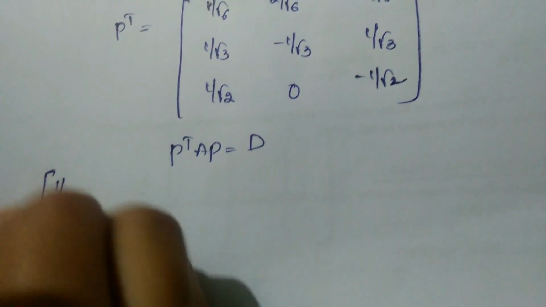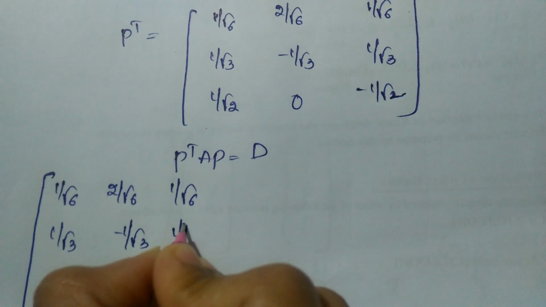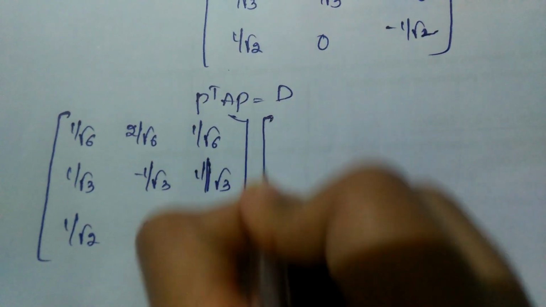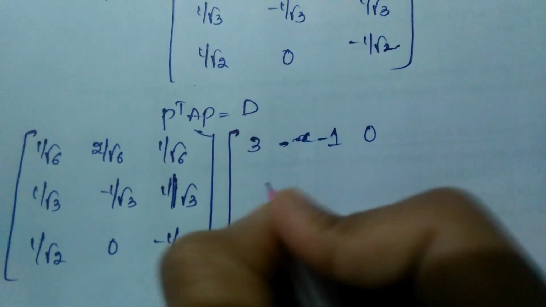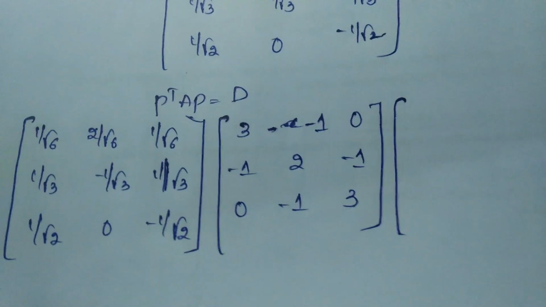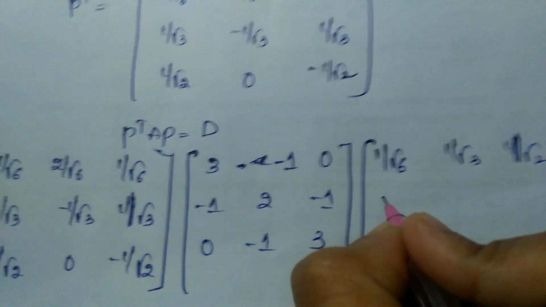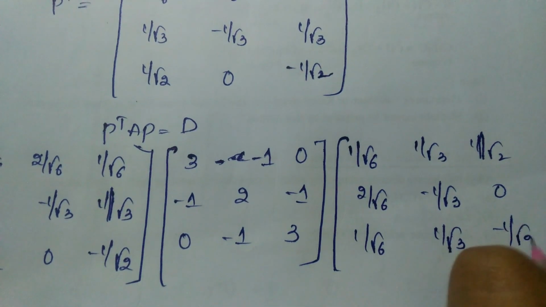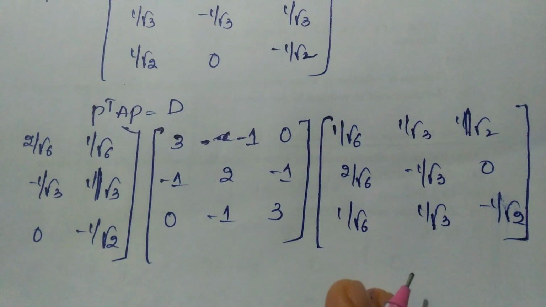P transpose matrix is 1 by root 6, 2 by root 6 and 1 by root 6, 1 by root 3, minus 1 by root 3, 1 by root 3, then 1 by root 2, 0, minus 1 by root 2. P transpose into matrix A. Matrix A was 3, minus 1, 0, minus 1, 2, minus 1, 0, minus 1, 3. Into matrix P. P matrix is 1 by root 6, 1 by root 3, 1 by root 2, and 2 by root 6, minus 1 by root 3, 0, 1 by root 6, 1 by root 3, minus 1 by root 2. This is the normalized modal matrix P. We have to prove this equals the diagonal matrix D.